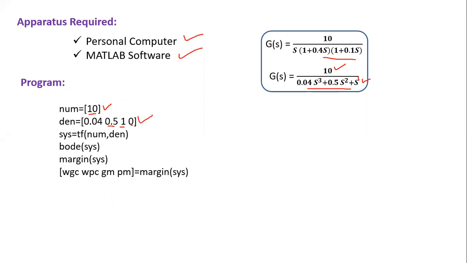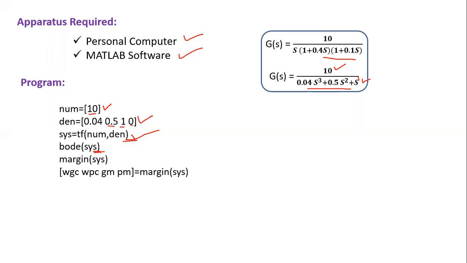Once the numerator and denominator are done, we can frame the transfer function. I'm giving the variable name as sys, for system. sys equal to tf, where tf is a predefined command for transfer function: tf of numerator comma denominator. With this, the transfer function is there. Now for the transfer function, we need to draw the Bode plot. So bode of system.